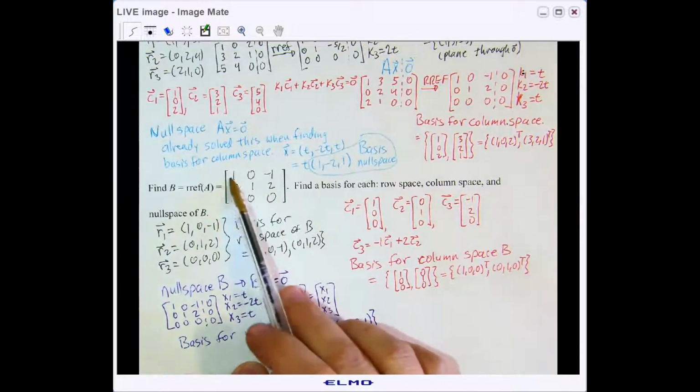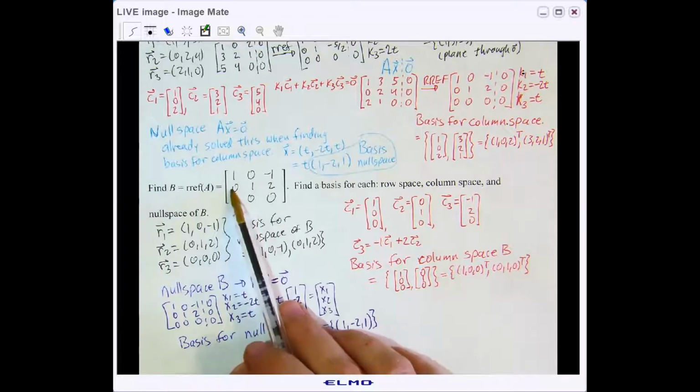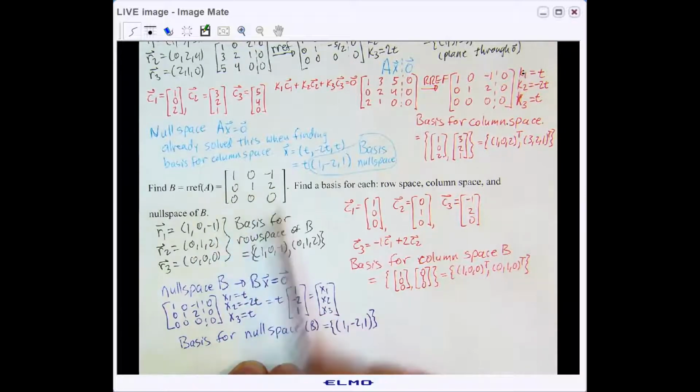So if we take our new row vectors, 1, 0, negative 1, 0, 1, 2, and 0, 0, 0, we can clearly see that the third vector is a scalar multiple of the first two, and that the first two are linearly independent. So a basis for what the row vectors can cover from matrix B is spanned by the first two row vectors, 1, 0, negative 1, and 0, 1, 2.